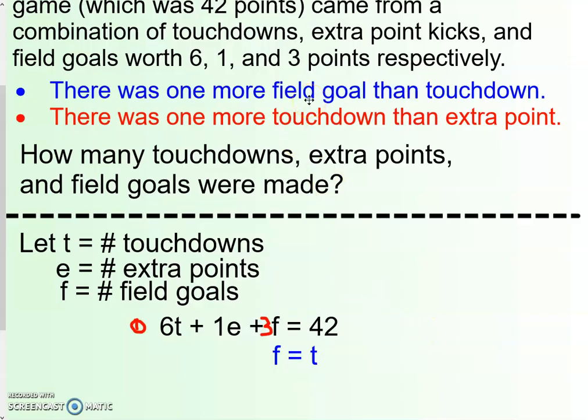Which are there more? Are there more field goals or more touchdowns? And the answer is there's more field goals. So to make the field goals equal to the touchdowns, we need to add 1 to the touchdowns. And think about this last statement here. There was 1 more touchdown than there were extra points. So again, if we have touchdowns equal to extra points, where do we have to add 1? And it's there. So those are your 3 equations, and you can take it from there and you can solve it to get the answer.